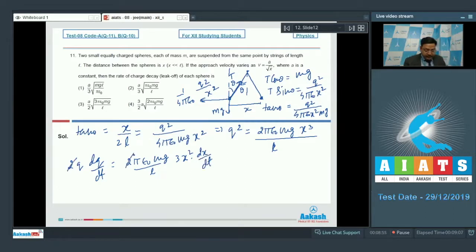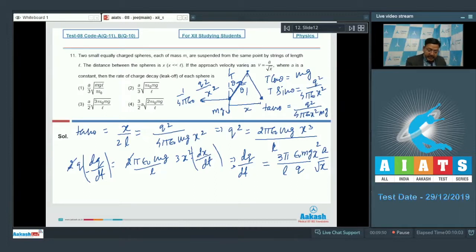Again, I remove these two, and we have expression for dq by dt. Actually, strictly speaking, we are interested in finding minus dq by dt. So I put a minus sign here. The rate of leakage of charge will be minus dq by dt, and there's a minus sign here. Minus dx by dt will be the approach velocity, and so we get minus dq by dt equals 3 pi epsilon naught mg divided by L x square into minus dx by dt, that can be replaced as a divided by root x. And of course there is q here.